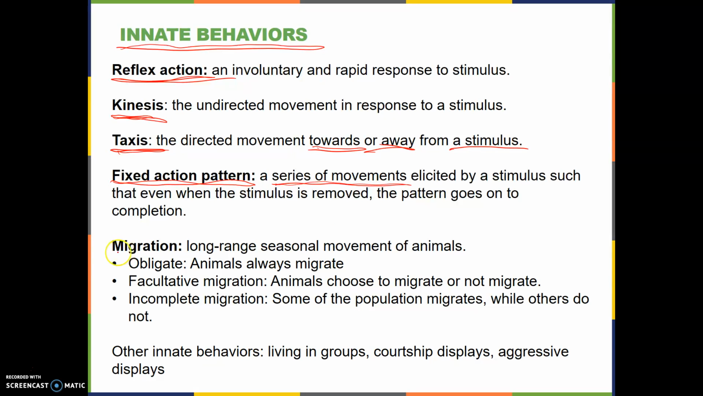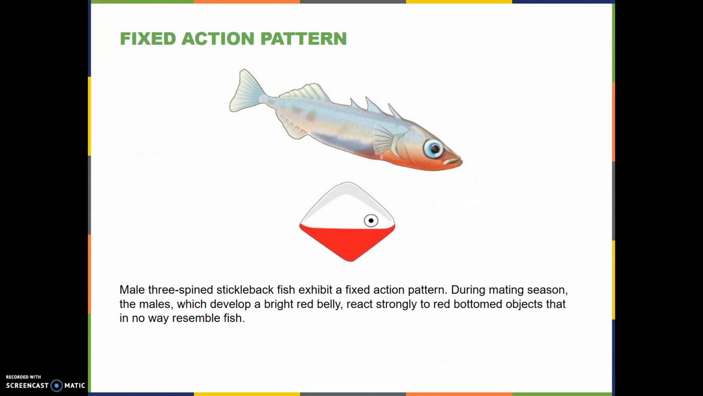Migration is just long range seasonal movement. Obligate are animals that always migrate, and facultative are animals that can choose to migrate or not. And incomplete means some of the population migrates while others do not. Some other innate behaviors: courtship displays, which can also be fixed action patterns, aggressive displays, living in groups. Innate just means that you're born with that behavior.